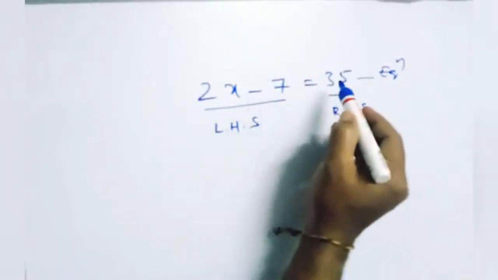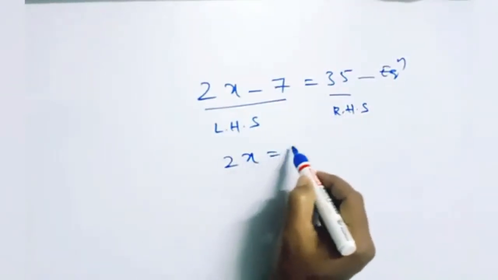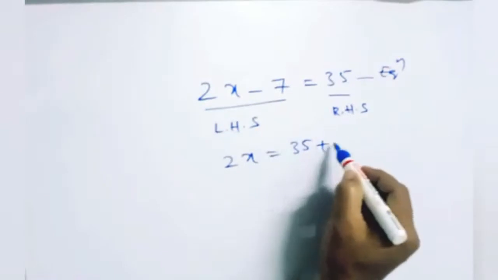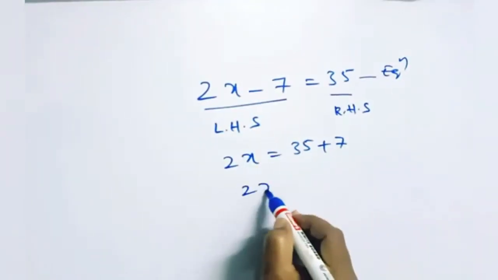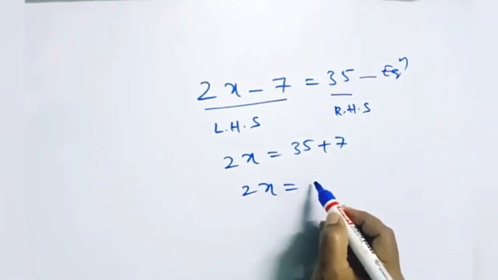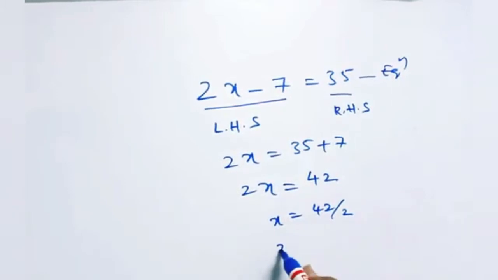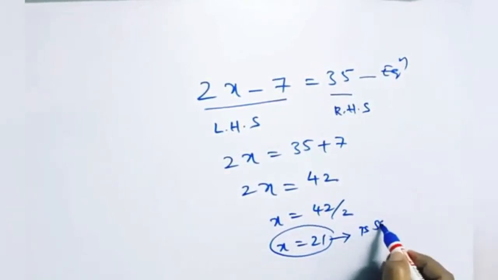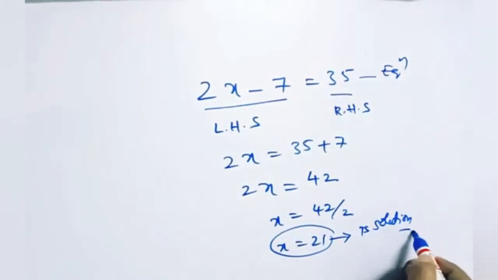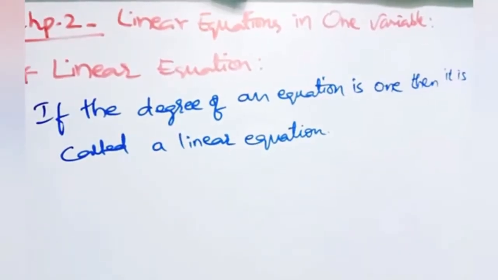For example, if I'm simplifying this equation, 2x minus 7 is equal to 35, first we need to transpose the 7 to the right side. Minus 7 becomes positive 7. Then 2 times x is equal to 35 plus 7, which is 42. Then x is equal to 42 by 2, so x is equal to 21. So x equal to 21 is a solution of the equation. It is also called the root of the equation.